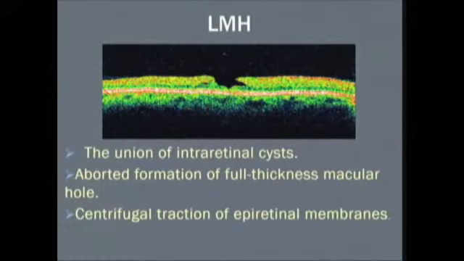So another entity is the lamellar macular hole. It's thought that it could be secondary to the union of intraretinal cysts, or could be secondary to aborted formation of a full thickness macular hole, and the mechanism is centrifugal traction of epiretinal membranes.